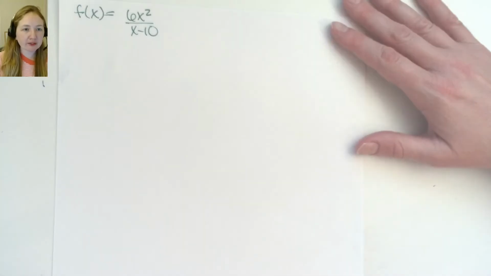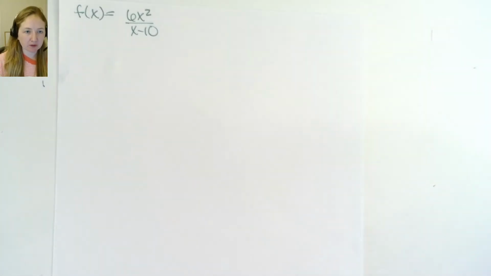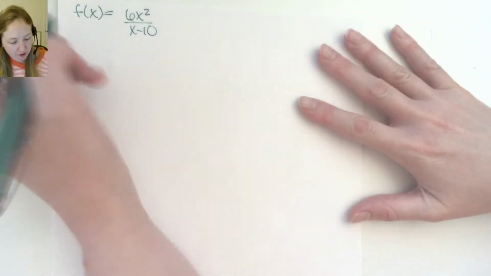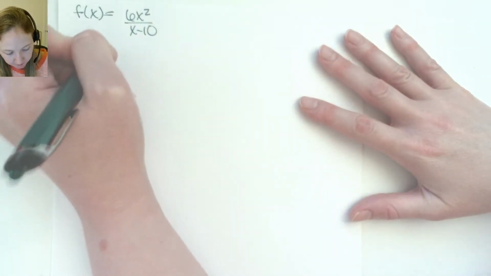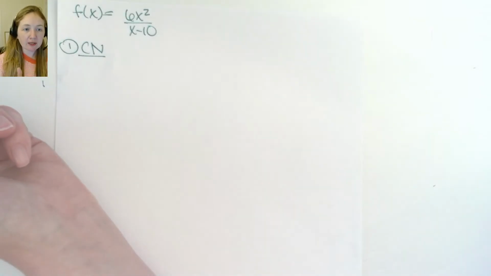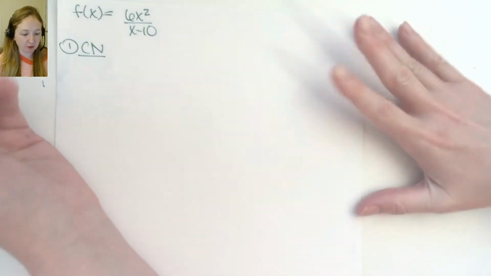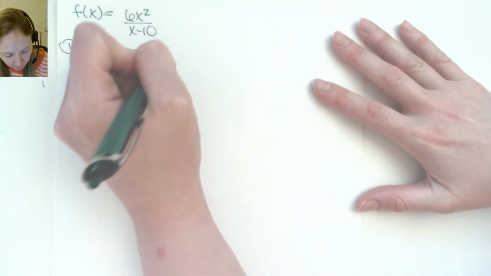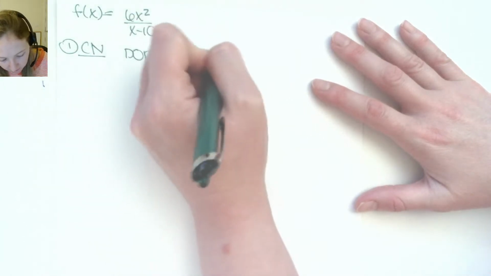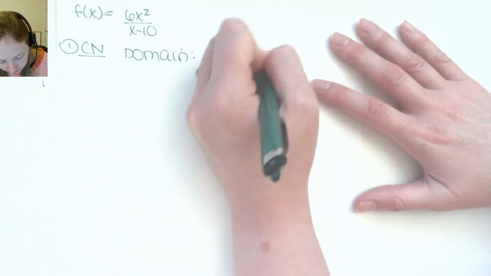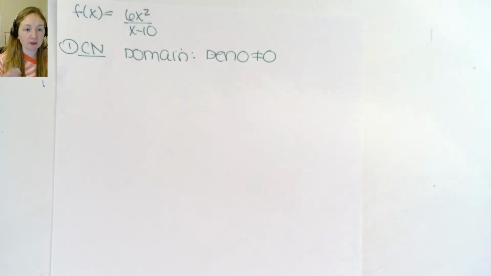All right, so when we're being asked for increasing and decreasing as well as the relative min, relative max, what we are going to do is first think about our critical numbers. Now, if we are doing this like to the book, we would think about the domain first, and we would say that the domain is going to include where the denominator does not equal 0. That's what we need to include as our domain restriction.